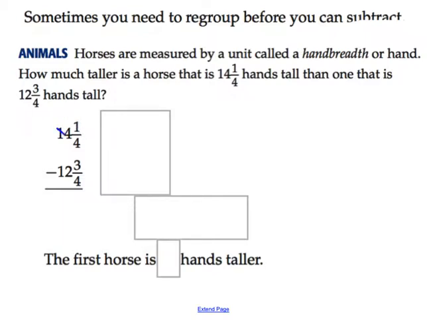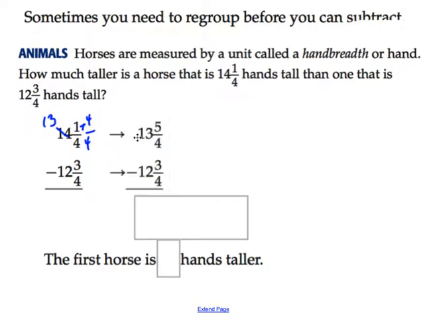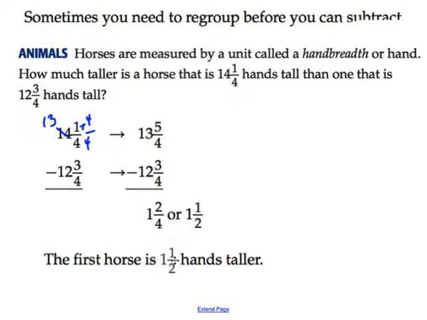So we have to borrow from the 14 and make that a 13, and then we're going to add 4/4 to this one. So we end up having 13 5/4 to start with. And then we'll subtract the 12 3/4. Well, now we have enough to subtract. 5/4 minus 3/4 is 2/4, and 13 minus 12 is 1. So we have 1 2/4, but in reduced form, it's 1 1/2. So the first horse is 1 1/2 hands taller than the second horse.